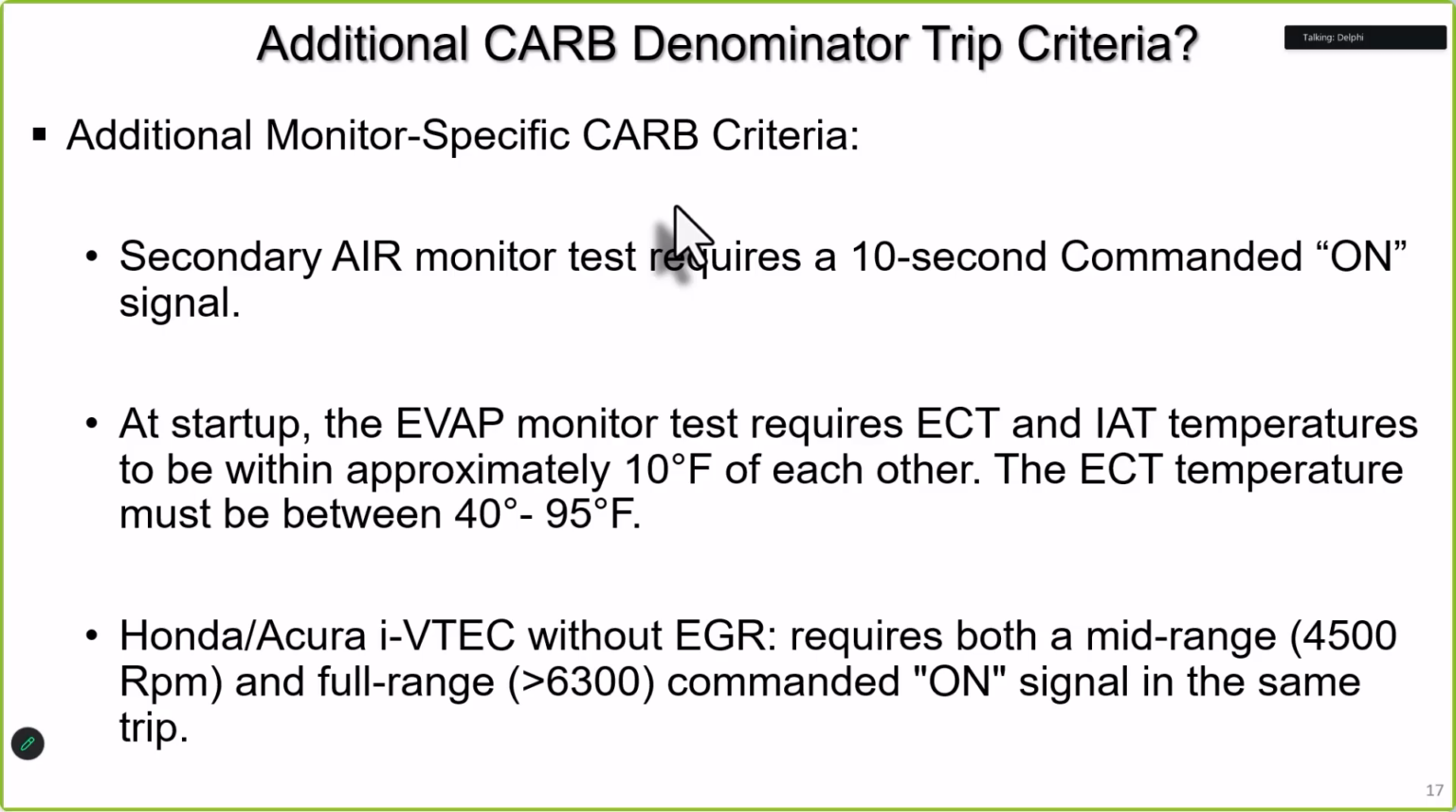A number of them won't. The full range has got to go above 6,300 RPM being commanded on to complete the CARB trip, to be charged with a trip. So I'll show you this on the next slide, what that would look like if you ran into one of these vehicles, and I'll show you the fix for that.